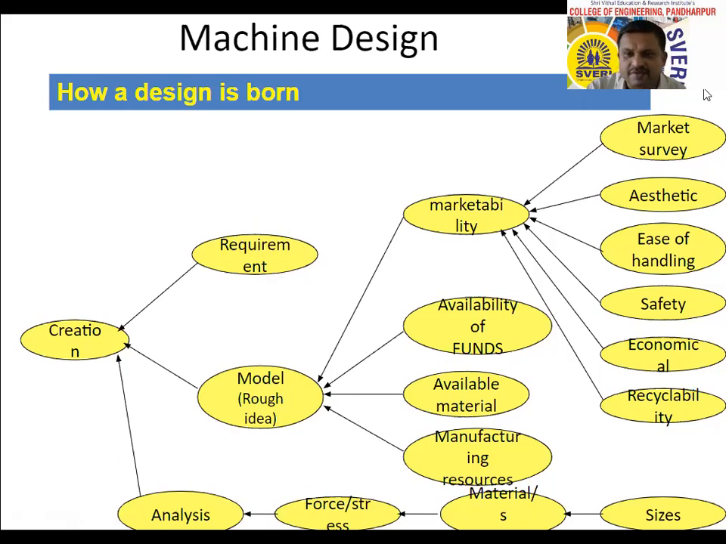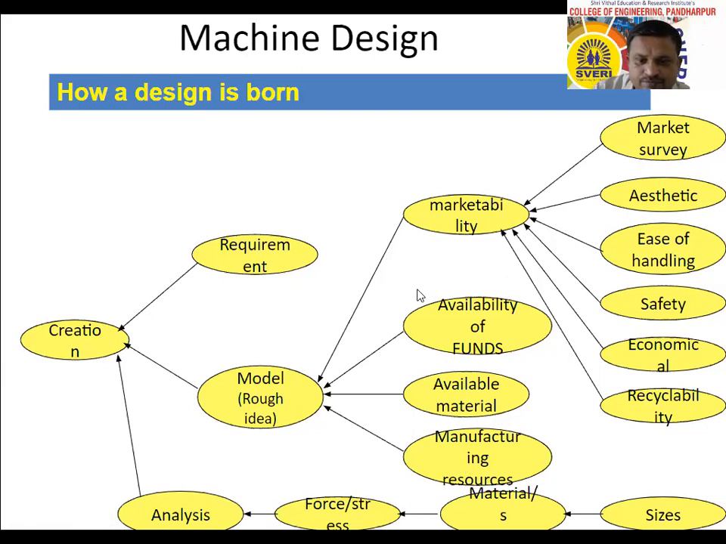So requirement is market survey. These 2 words are the same. Synonyms, samanarthi shabda: requirement or market survey. And by considering all these aspects, we can create a new product. Therefore, to design a new product or to create a new product, we have to take into account all these things.